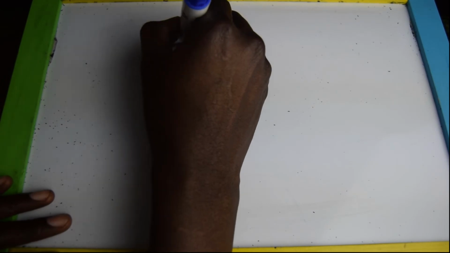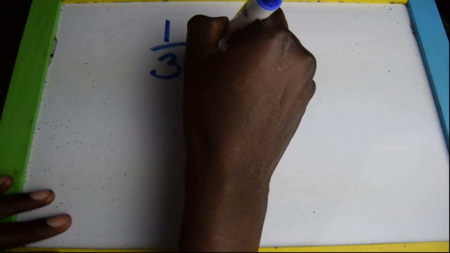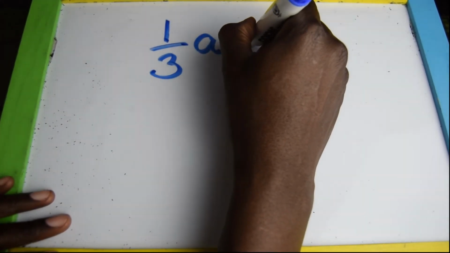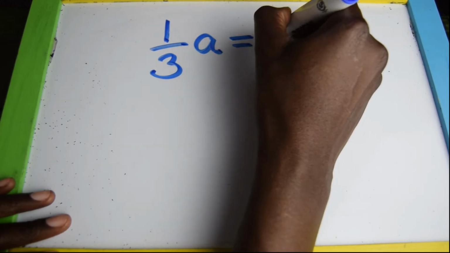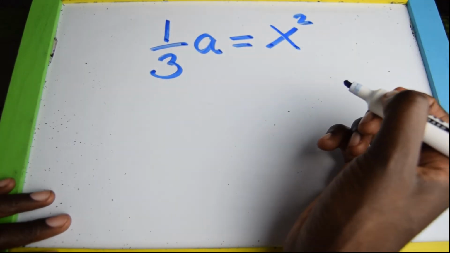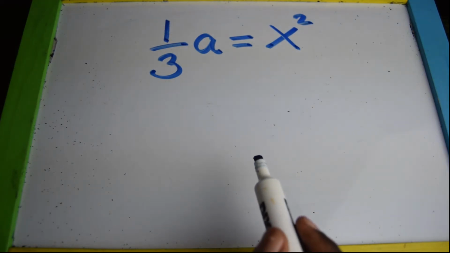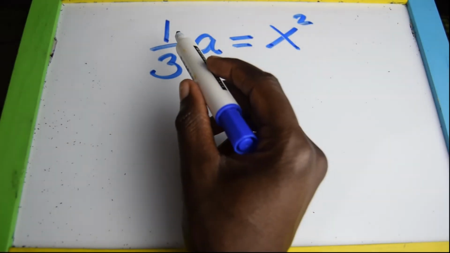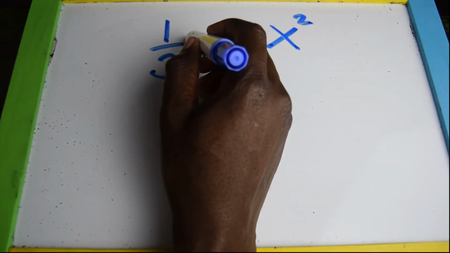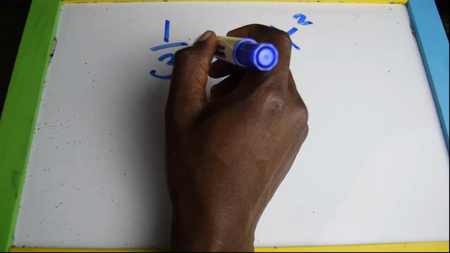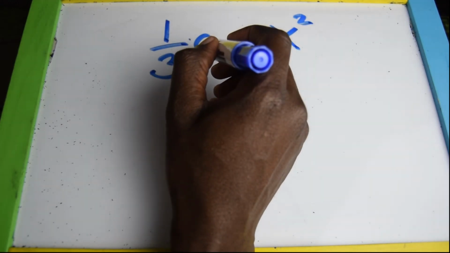You're told that 1 over 3A is equal to x power 2. Then you're told to solve for A. In this case, what I would do is, you see 1 over 3 is multiplying A.